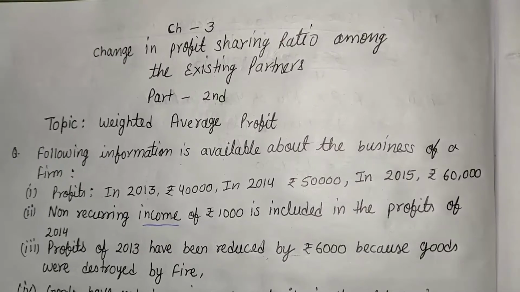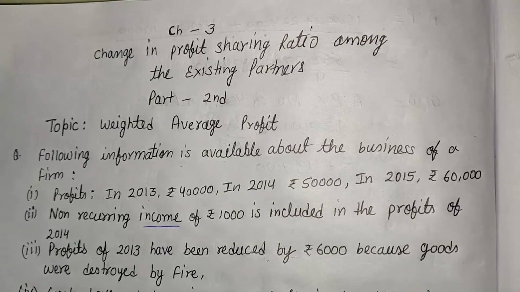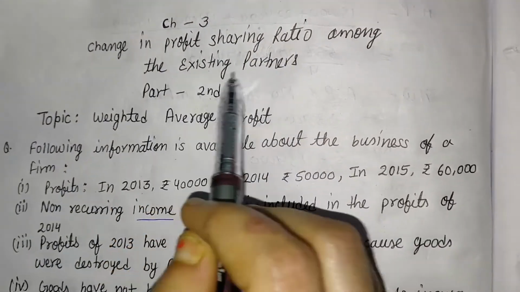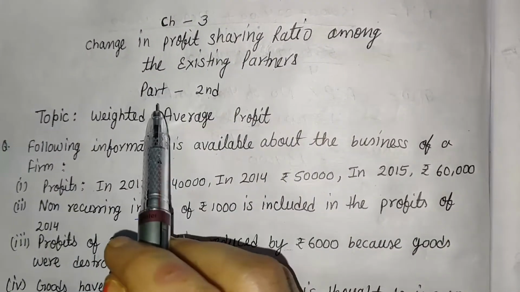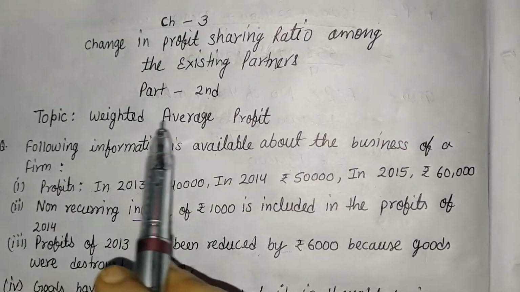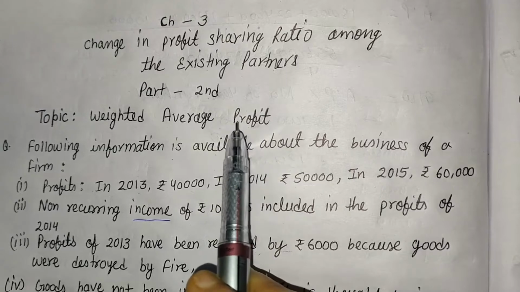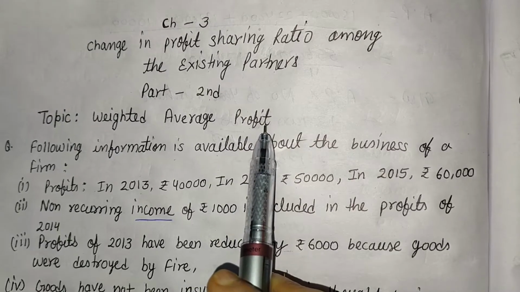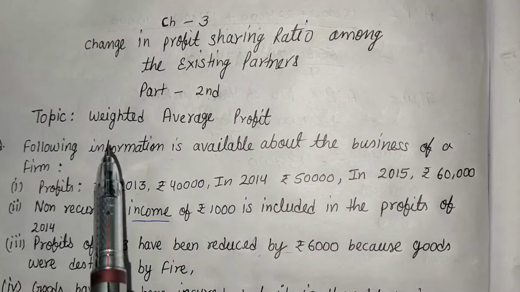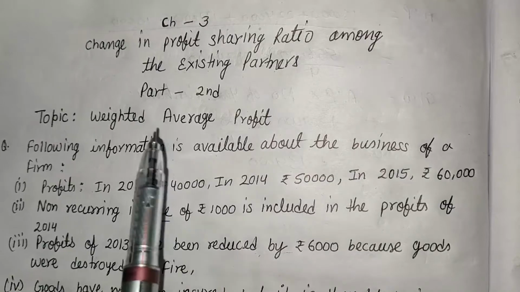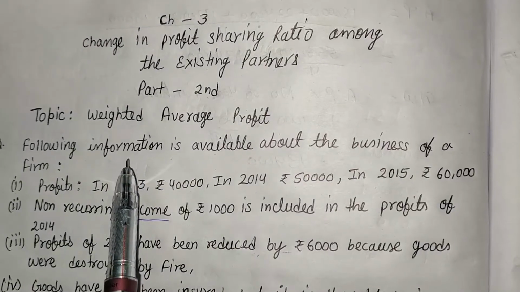Hello students, today we are again going to start our same chapter, that is change in profit sharing ratio among the existing partners. That is part second, and today's topic is weighted average profit. Before this we had already discussed the average profit method. In this video we will discuss two methods, that is weighted average profit method or super profit method.